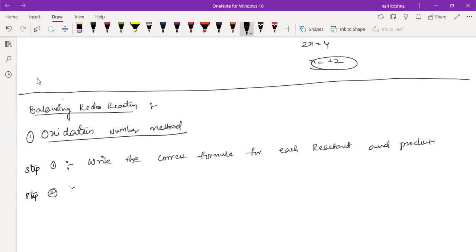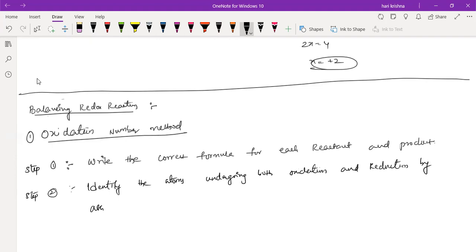identifying the atoms undergoing both oxidation and reduction. Identify the atoms that undergo both oxidation and reduction by assigning oxidation numbers to all the atoms. Assigning oxidation state to all atoms. That is the second step.